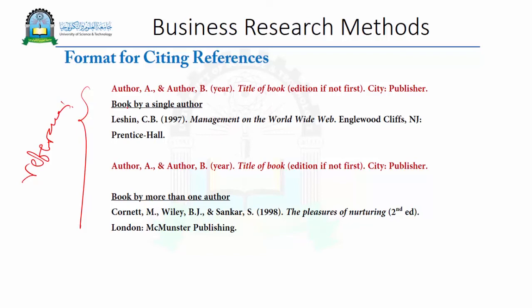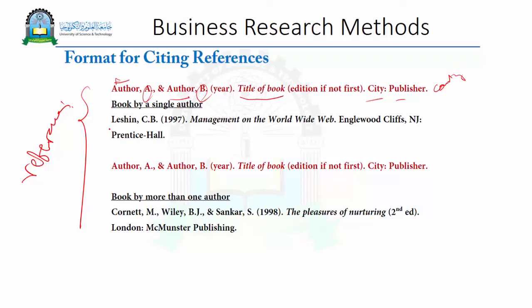If it's a book, you write the family name of the author, then a comma, and then the first letter of the first name. If there are two authors, again the family name of the second author, and then the first letter of the second author's name, and then the year, then the title of the book. If it's a book, the title must be underlined or italicized, and then the edition, if not the first edition, then the city, the publisher, and the country. Sometimes you add it.